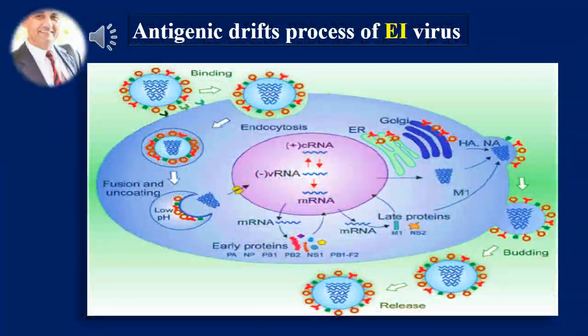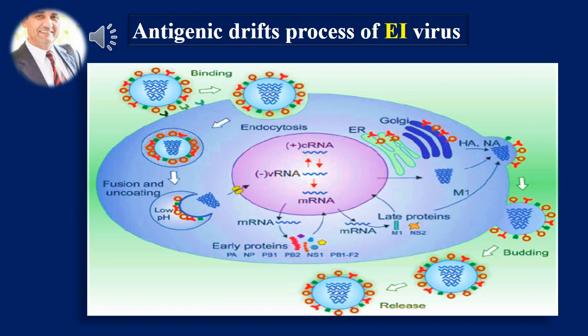In this picture, the process of antigenic drift of equine influenza virus is clarified. The viral particle binds through hemagglutinin and neuraminidase to the host cell, either a specific or non-specific host. Then the host cell engulfs the virus by endocytosis, and then uncoating and fusion of the virus with the cellular host content occur. The messenger RNA of the equine influenza virus takes control of the host genome and begins to produce new numbers of equine influenza viruses.